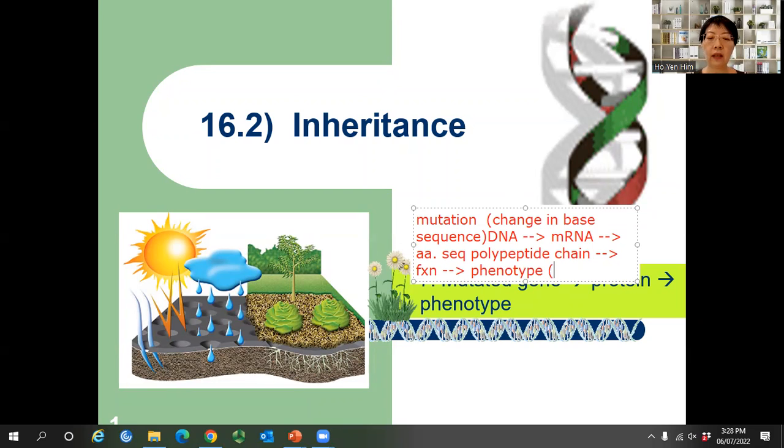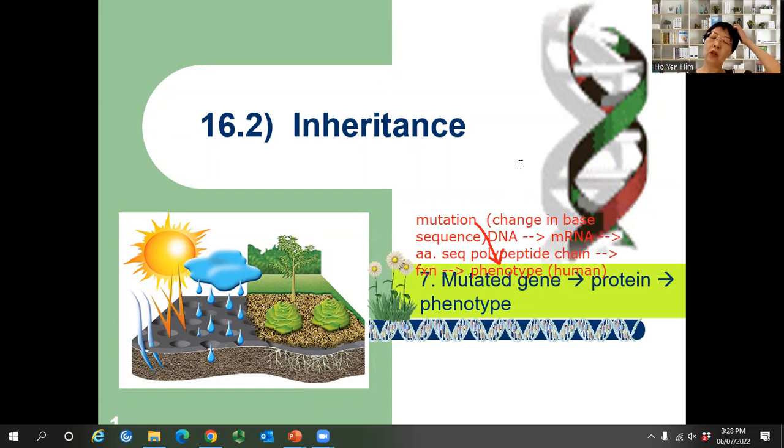So we have looked at this in human, correct? Earlier on when we learned this topic. So today we will continue to learn this principle, but we apply it to the plant. So when there's a change in the base sequence of a gene in the plant, how does it affect the phenotype of the plant?